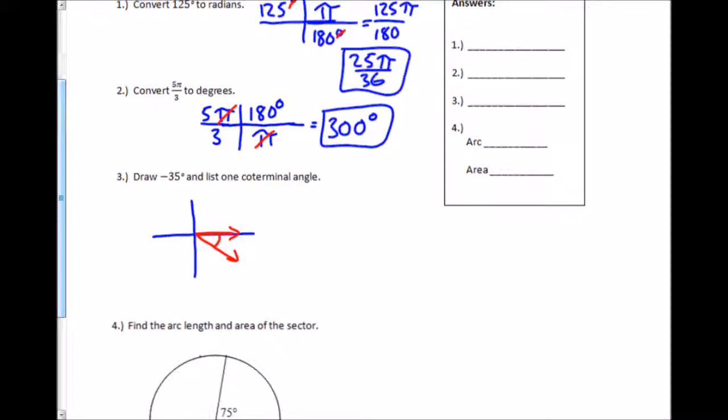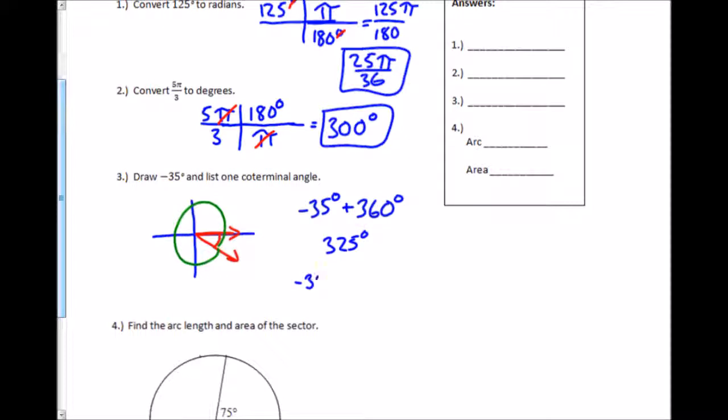And then to list one coterminal angle, really all I have to do is take the negative 35 degrees, and I have to add or subtract multiples of 360. So an example would be just adding 360 degrees. And essentially what that does is it takes me from here around the circle one more time and lands me at the same spot. Okay? So if I add the 360 degrees, that's going to give me 325 degrees.